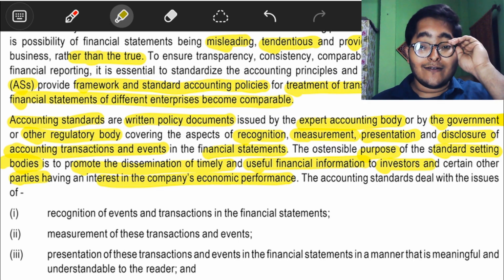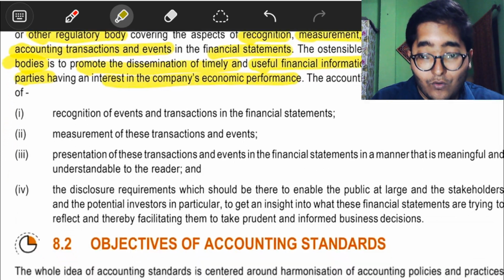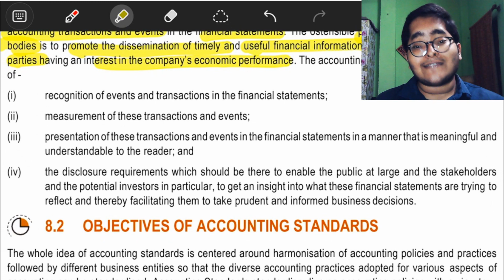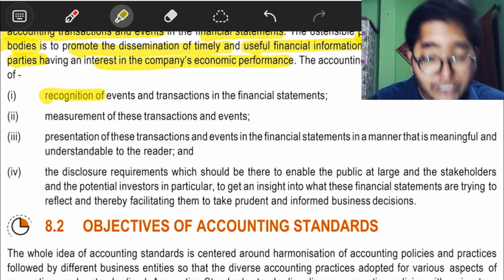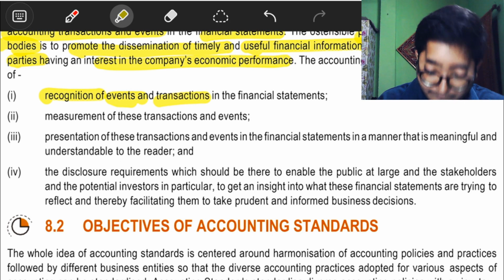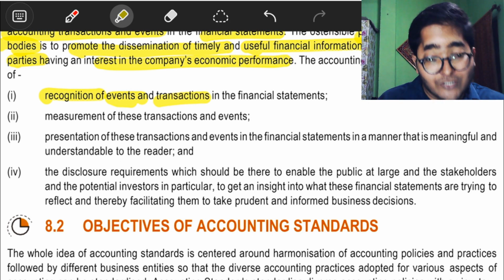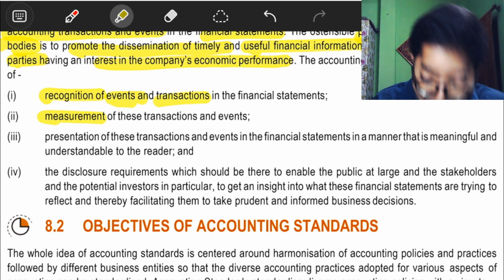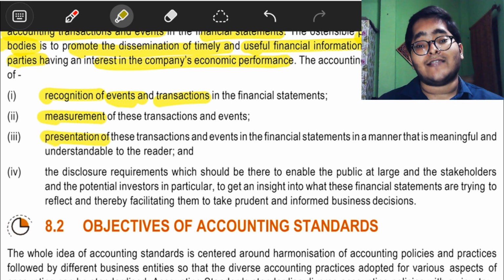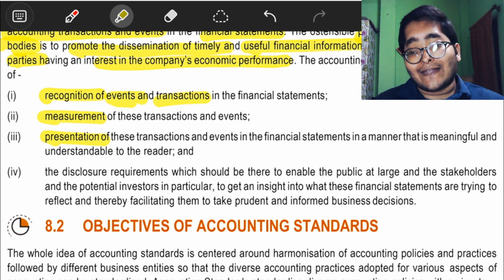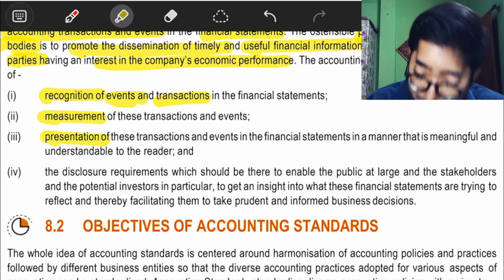What are the issues that an accounting standard deals with? An accounting standard deals with the recognition of events and transactions in the financial statements. It also deals with the measurement of transactions and events. Accounting standards also deal with the presentation of transactions and events in the financial statements in a manner that is meaningful and understandable to the reader.